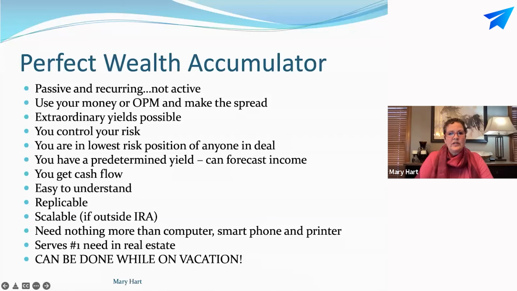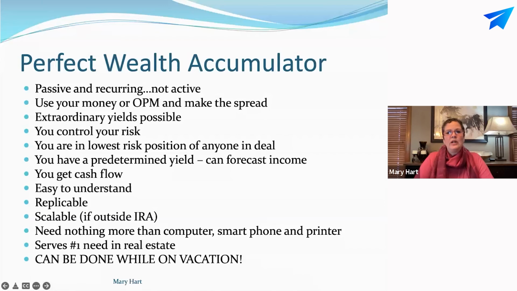You control the risk. You're in the lowest position of risk of anyone in the deal, in my opinion. You can forecast your income, because assuming everything is paid as it's supposed to, you can set a predetermined yield and forecast what your income is going to be. You've got cash flow. It's easy to understand. It's replicable, scalable. If it's outside your IRA, it's a little hard to do in your IRA.